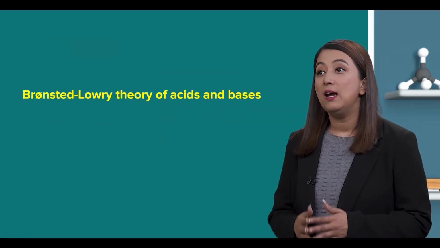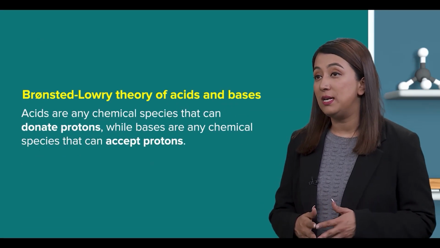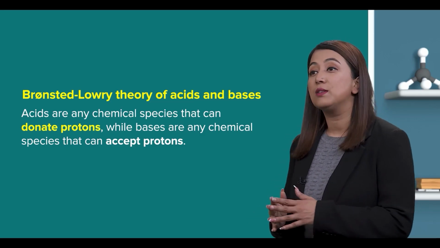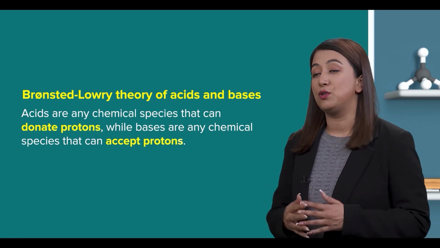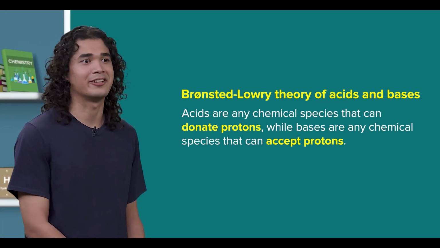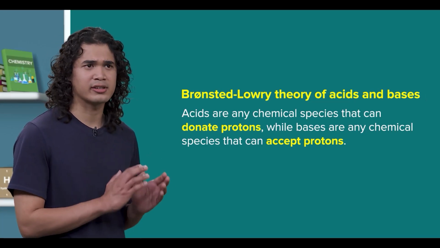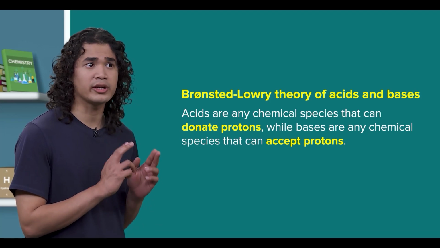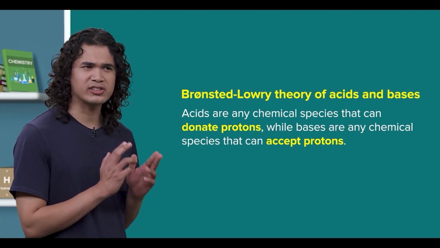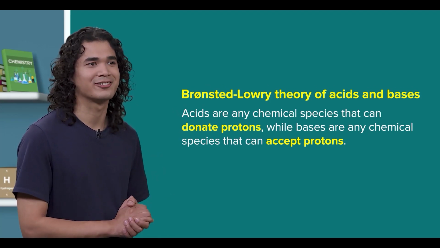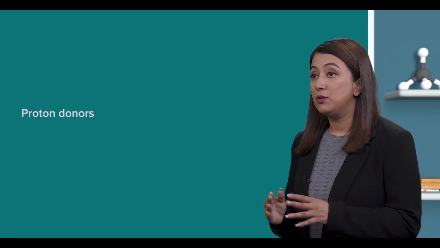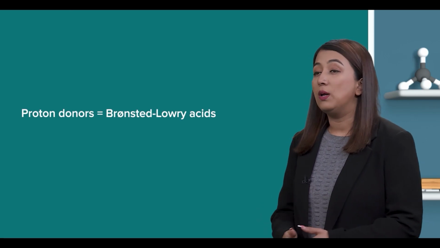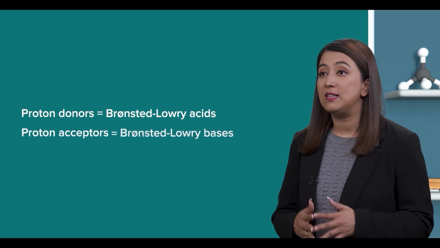According to this theory, acids are any chemical species that can donate protons, while bases are any chemical species that can accept protons. Rather than considering both hydrogen and hydroxide ions, they focused only on the hydrogen ion, which is also commonly known as proton. Thus, proton donors are specifically called Bronsted Lowry acids, while the proton acceptors are called Bronsted Lowry bases.